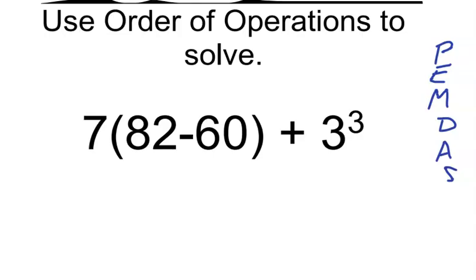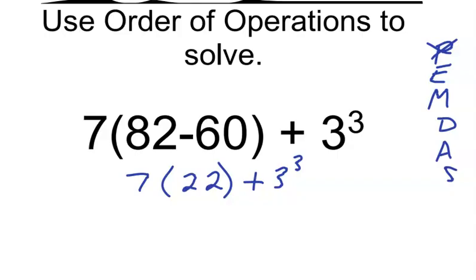Well, it looks like we're going to have to subtract 82 minus 60. If we take 82 minus 60, we end up with 22. So now we have a 7 times 22 plus 3 to the third power. So we're done with parentheses pretty much. Well, I just have the parentheses there for a multiplication issue.